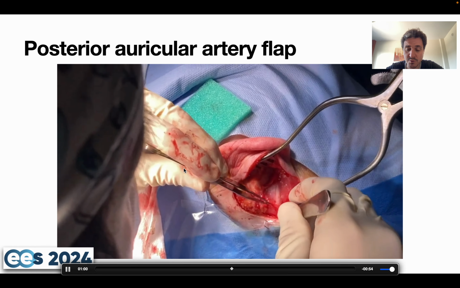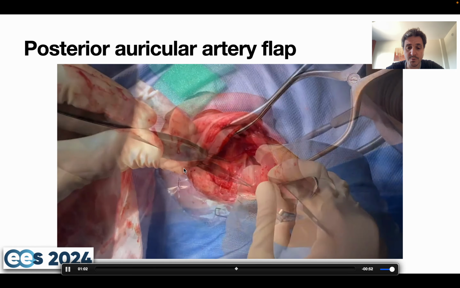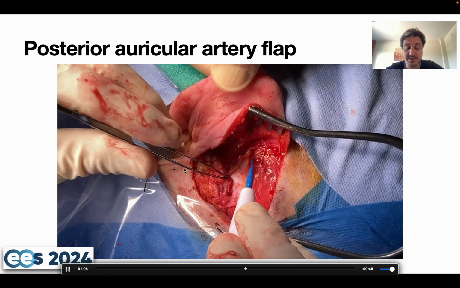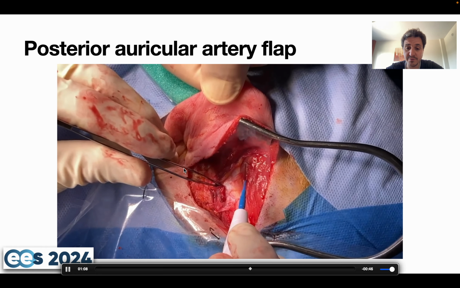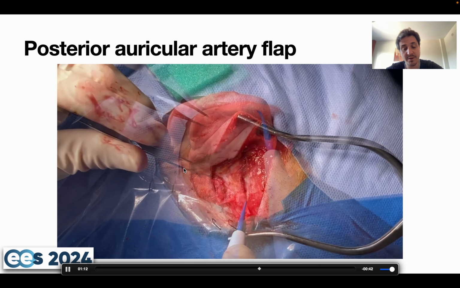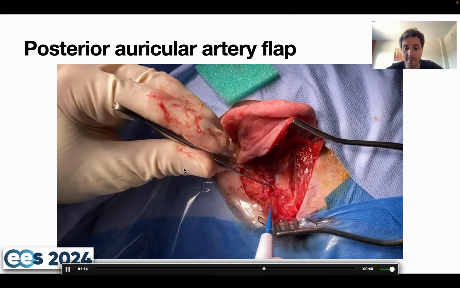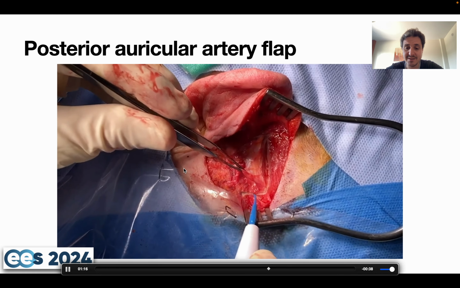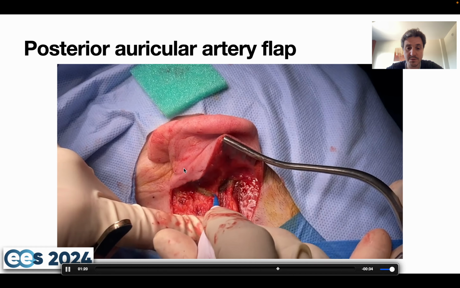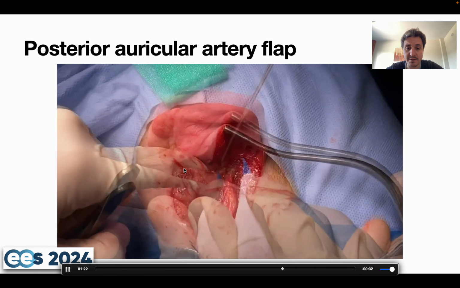So we use it to reconstruct defects, to repair CSF leaks and meningoencephaloceles. It works very, very well, as it is tissue filled with fibroblasts. It gets very good adherence to the bone. It works very well in that manner.